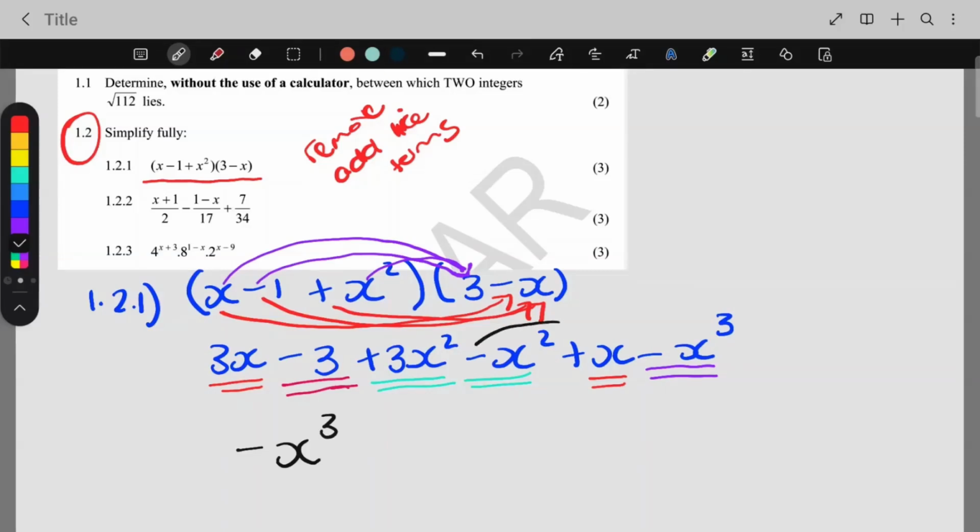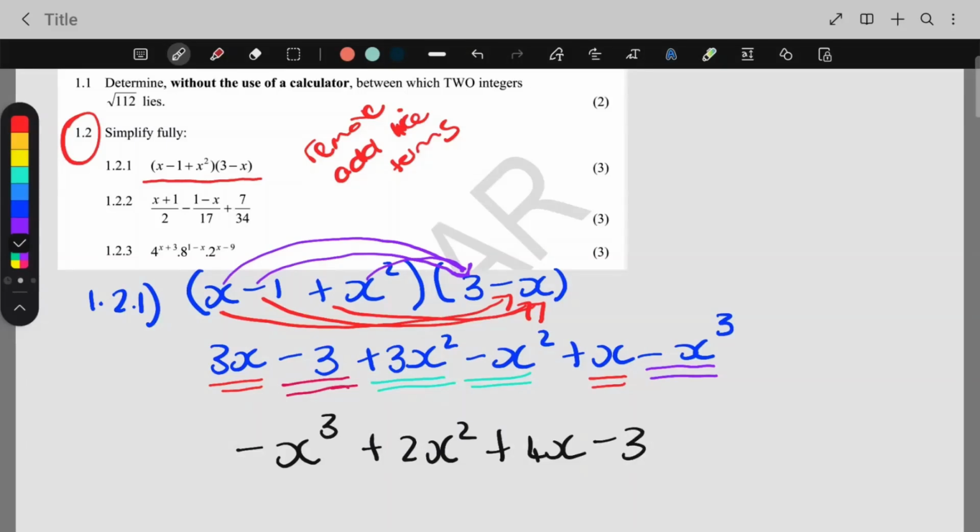Then I'm going to go to x squared. So I'm going to look here. I'm going to say 3 minus 1 is 2. So this is a positive 2x squared. And then I'm going to look at this 3x and that x over there. They will give me a 4x. And then this negative 3 doesn't have a partner. And that is my final answer.